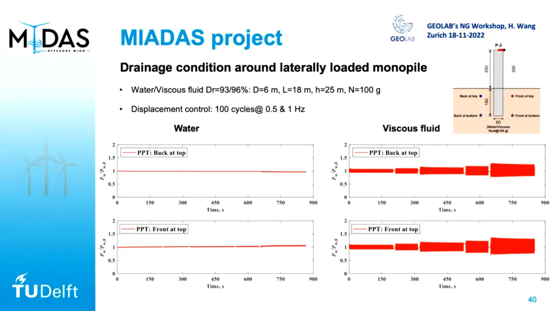Prototype is normally like 0.1 hertz, for a typical wave. So it's quite slow, let's say. Of course, if there is storm loading, then it may be a little bit larger. But in the normal case, it's 0.1.